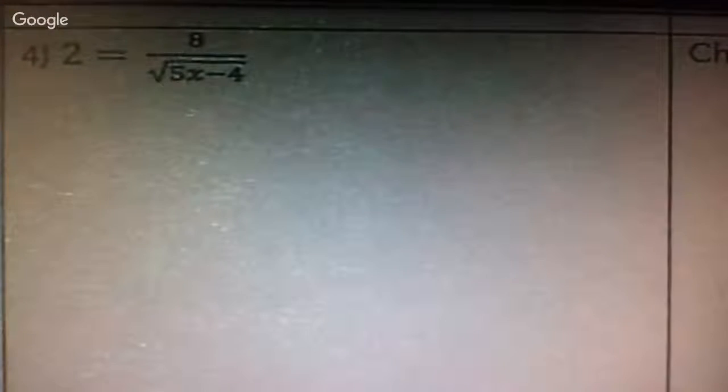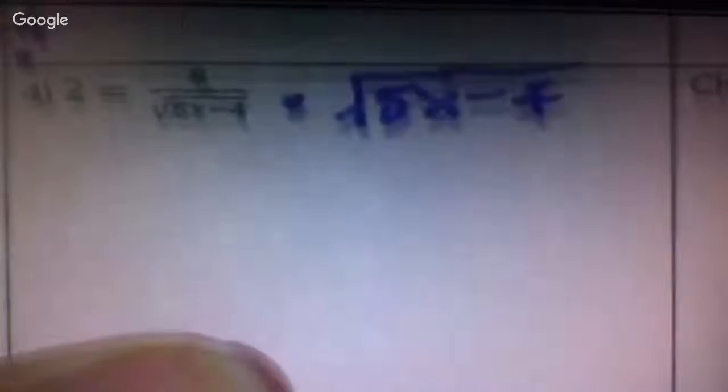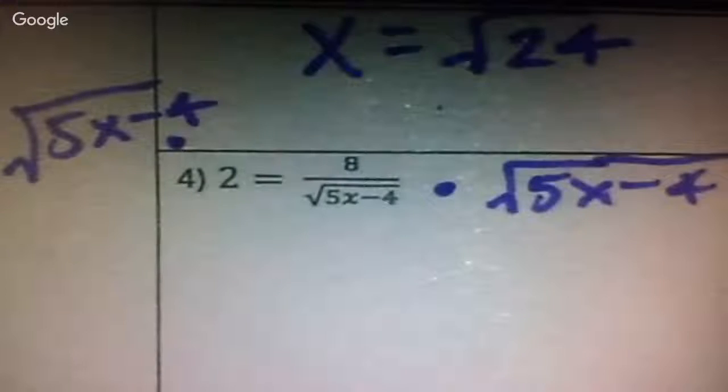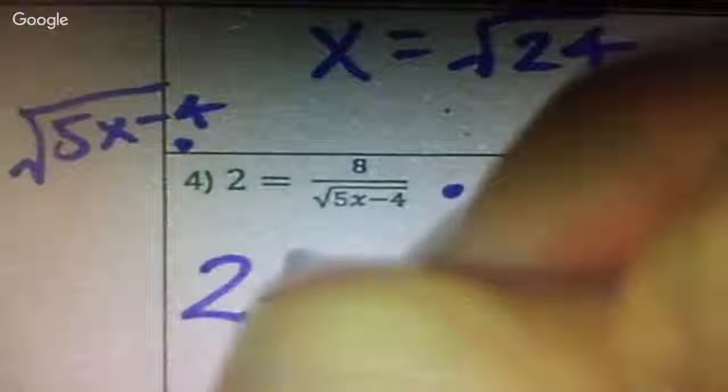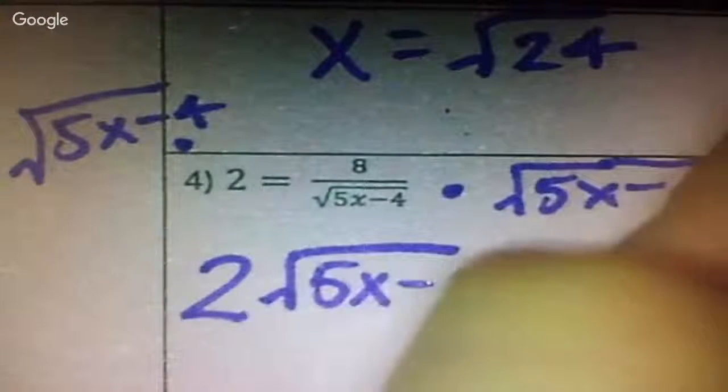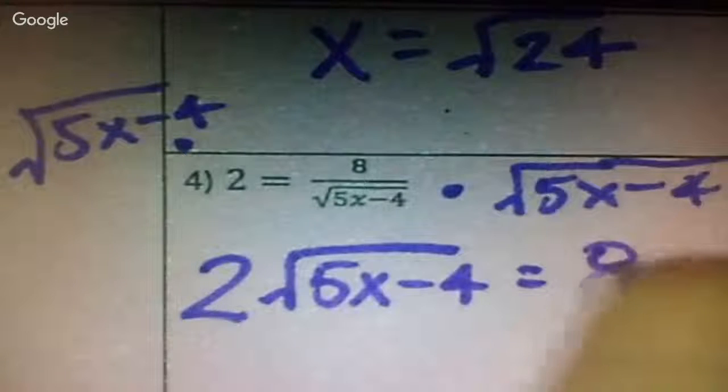Okay, the same thing happens here. I have to multiply by this bottom. So I need to multiply this side by the square root of 5x minus 4, and I need to multiply this side by the square root of 5x minus 4. So I'm multiplying both sides by what's in the denominator to get it out of the denominator. That leaves me on this side 2 square roots of 5x minus 4, and on this side, I'm just left with 8.